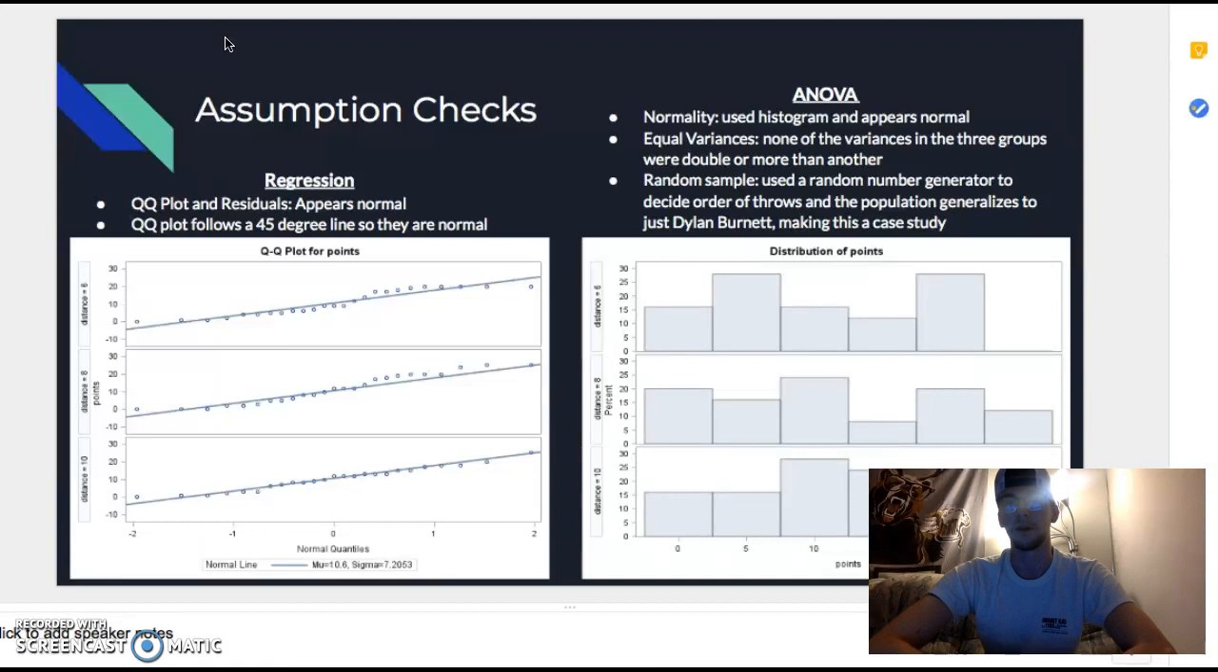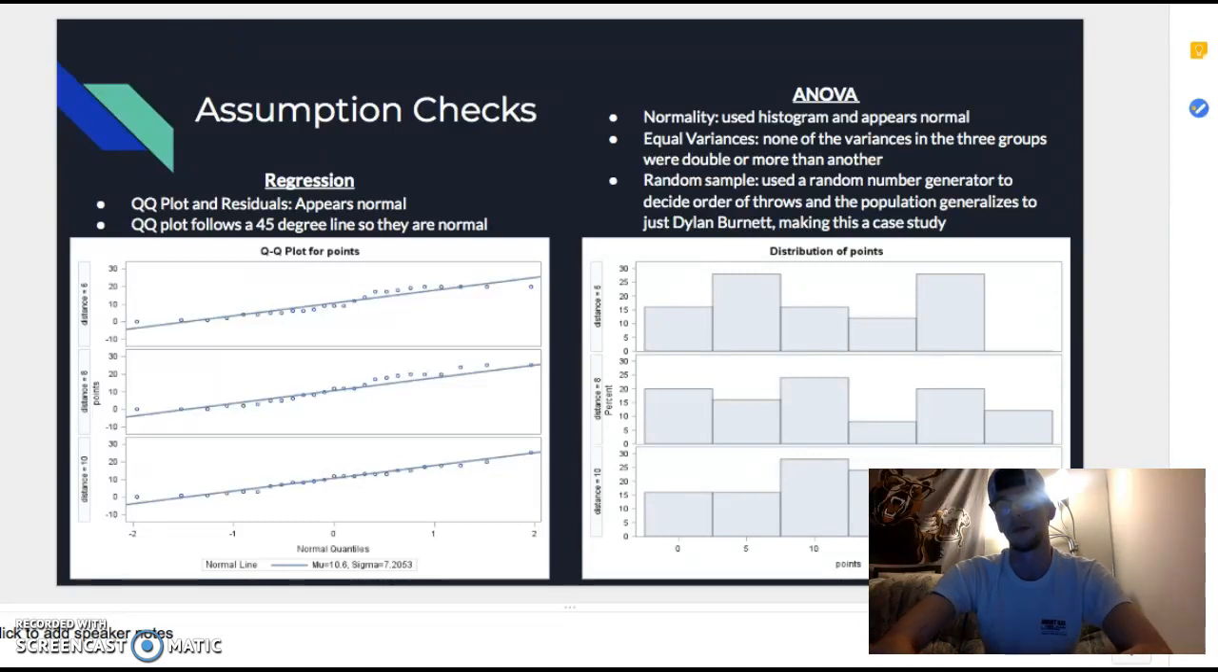Then for the ANOVA assumption checks, everything here seems approximately normal despite the small skew that we saw in the box plot. It looks like they all have equal variances in the 3 groups, and none were really double or more than another. Everything was done with a random sample through a random number generator, so everything here seems to follow.